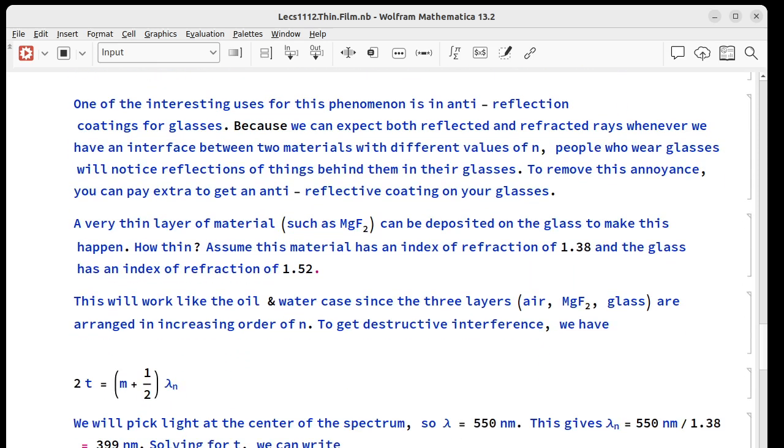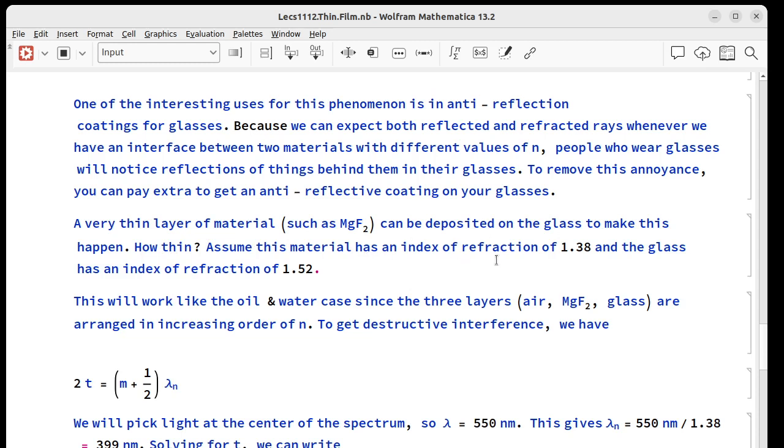One interesting use for this is so-called anti-reflective coatings for glasses. Because we always expect both reflected and refracted rays when there's an interface between two different values of n, people who wear glasses are used to having reflections of things behind them in their glasses, and that gets kind of annoying. You can make this a little less annoying by paying extra to get an anti-reflective coating on your glasses. The way they do this, they take a very thin layer of something like magnesium fluoride, which is a salt, and put that on the glasses, and that makes the reflections essentially destructively interfere.